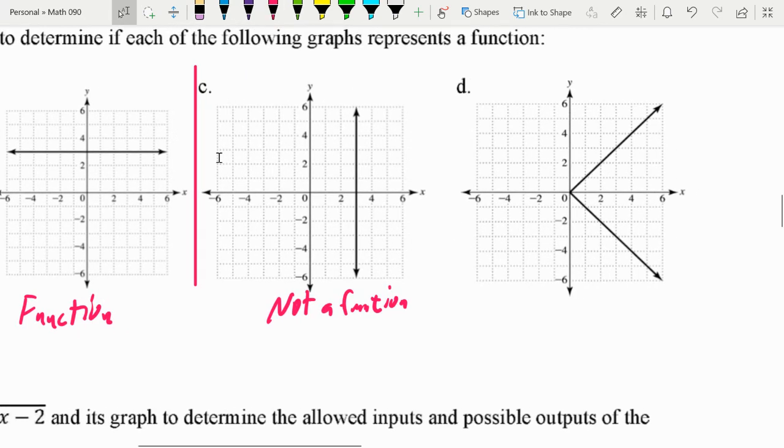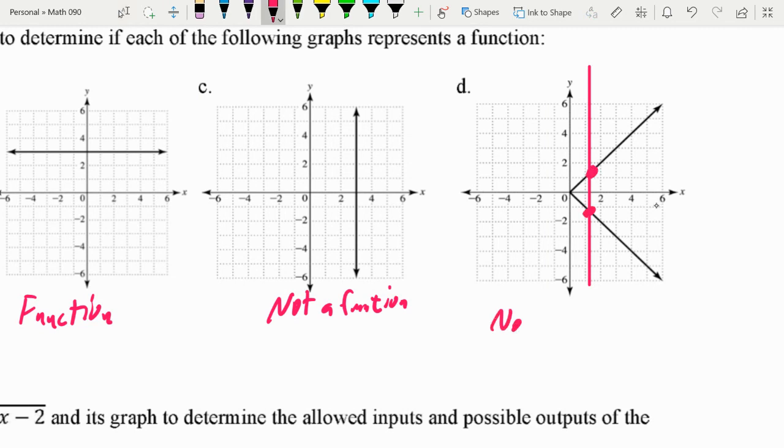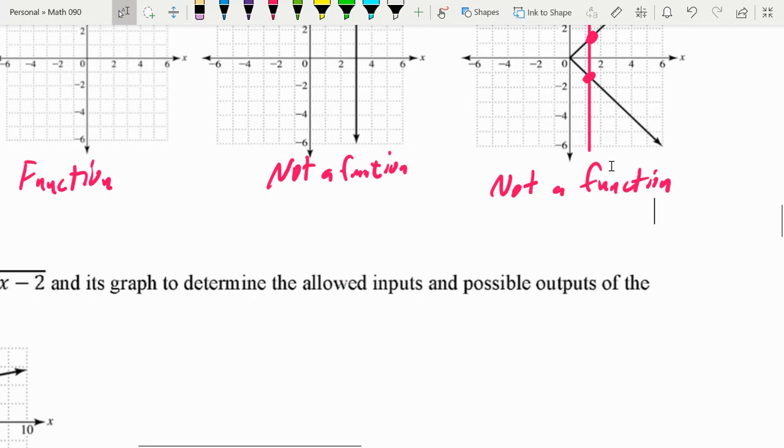Now let's look over here at this last graph. I start grabbing it, and as soon as I get right there, it hits it twice. Not a function. All right, so far, so good.